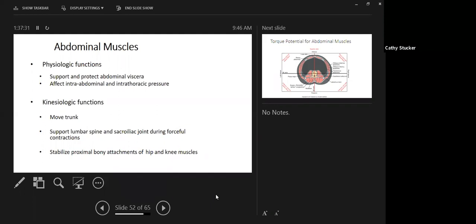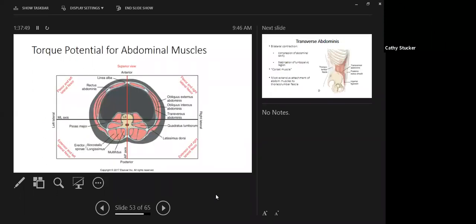They also are going to stabilize the pelvis so we can move our hip and knee. So if our abdominals are functioning correctly, then we can stabilize our pelvis and move our extremities like we need to.